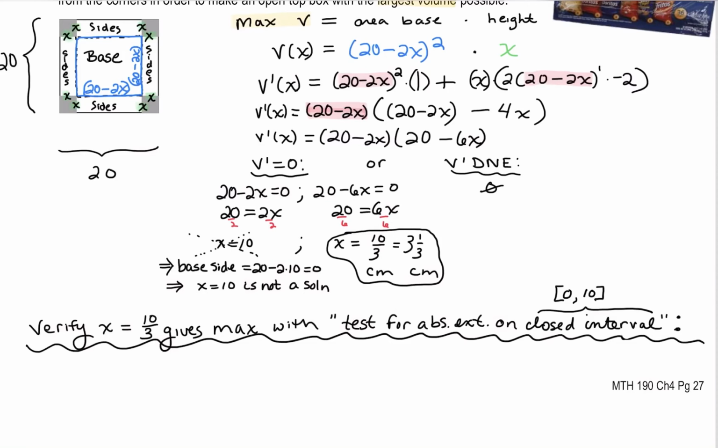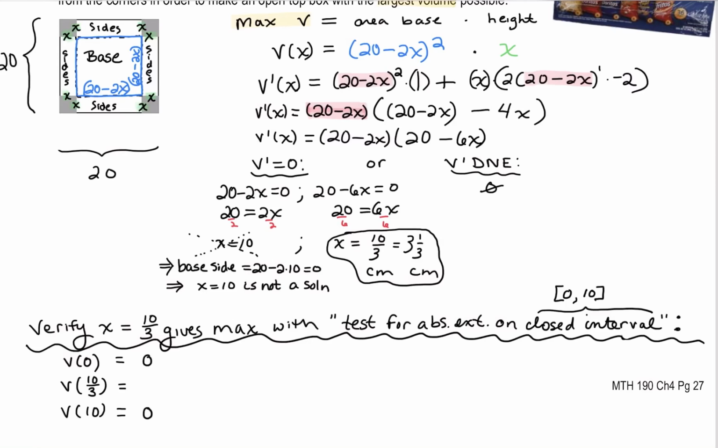So what did this test say? It says find the critical points, and then it says take the values that are the endpoints, so the v of 10, the v of 0, and then in this case the v of 10 thirds. So we're subbing those values into the original function. All right, so v of 0, if I look up at the first one, that green x up there, 0 times the binomial is still going to be 0. And same thing if I sub in 10, sub it into the blue binomial, 20 minus 2 times 10 is going to be 0. 0 times anything is going to be 0.